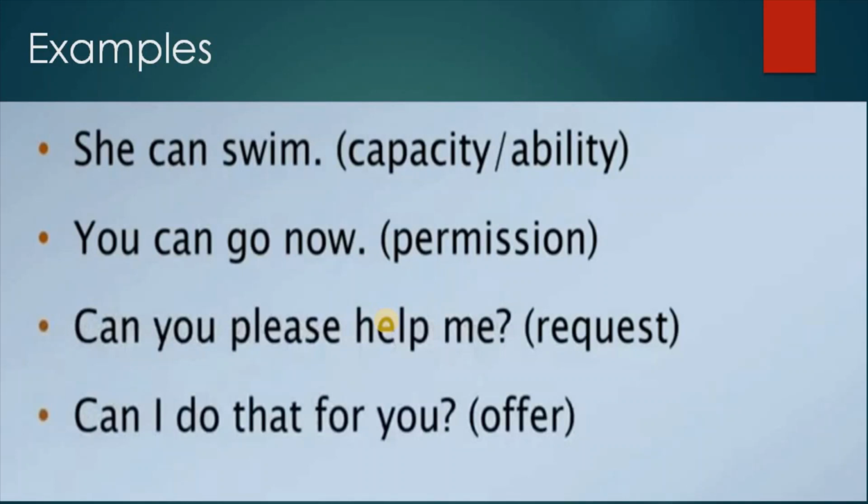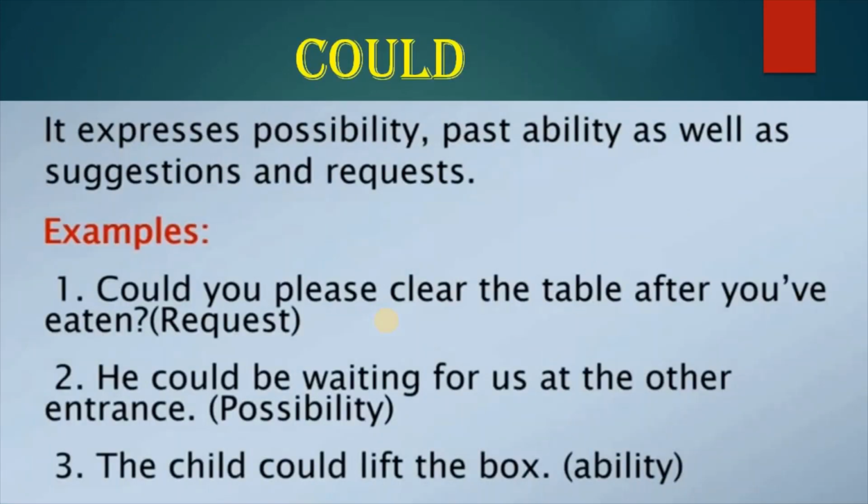Now, let us see the next, could. Could expresses possibility, past ability as well as suggestion and request. Example, could you please clear the table after you have eaten? Here, could is used for request. The second, he could be waiting for us at the other entrance. Here, could is used for possibility. The child could lift the box. Here, could is used to show the ability.